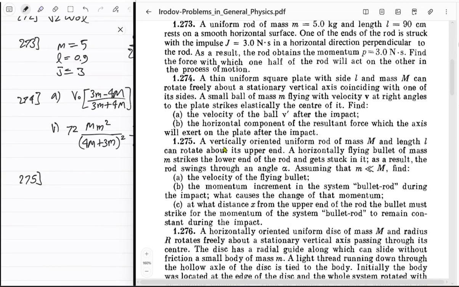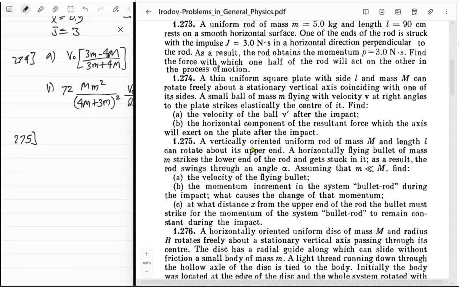A vertically oriented uniform rod of mass M and length L can rotate about its upper end. A horizontally flying bullet of mass m strikes the lower end of the rod and gets stuck in it. As a result, the rod swings through an angle alpha, assuming that m is much less than capital M. Fine. The velocity of the flying bullet, and the maximum alpha. Okay, that's alpha.